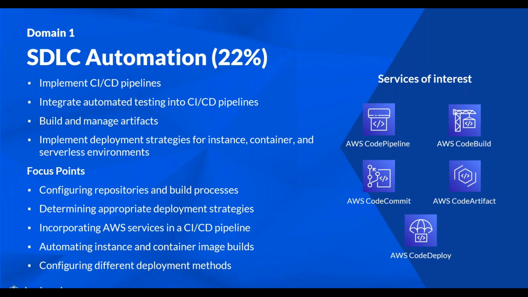Obviously, all of the code-focused services: CodePipeline, CodeBuild, CodeCommit, CodeArtifact, CodeDeploy. The focus points for the questions that you're going to see are going to involve everything from setting up CodeCommit repositories, setting up proper permissions, incorporating CodeCommit actions into a CI/CD pipeline. So for instance, if I wanted to kick off a build every time I checked in a change to my source code, how could I leverage CodePipeline? What other AWS services would I need to leverage as part of that? As well as taking that to the next level with instance and container image builds. So using things like the EC2 Image Builder to build an EC2 image, and configuring different deployment methods.